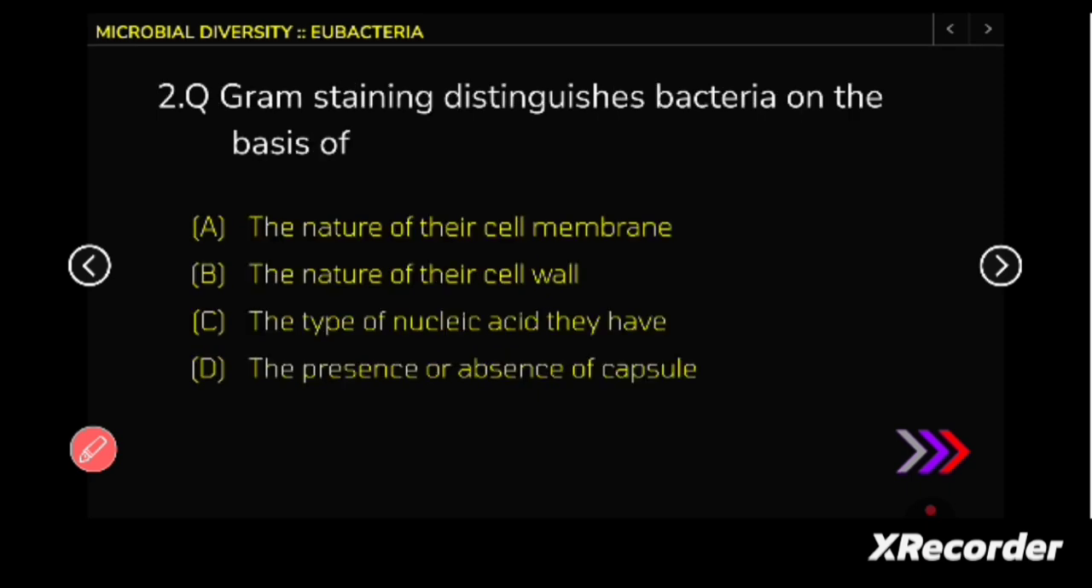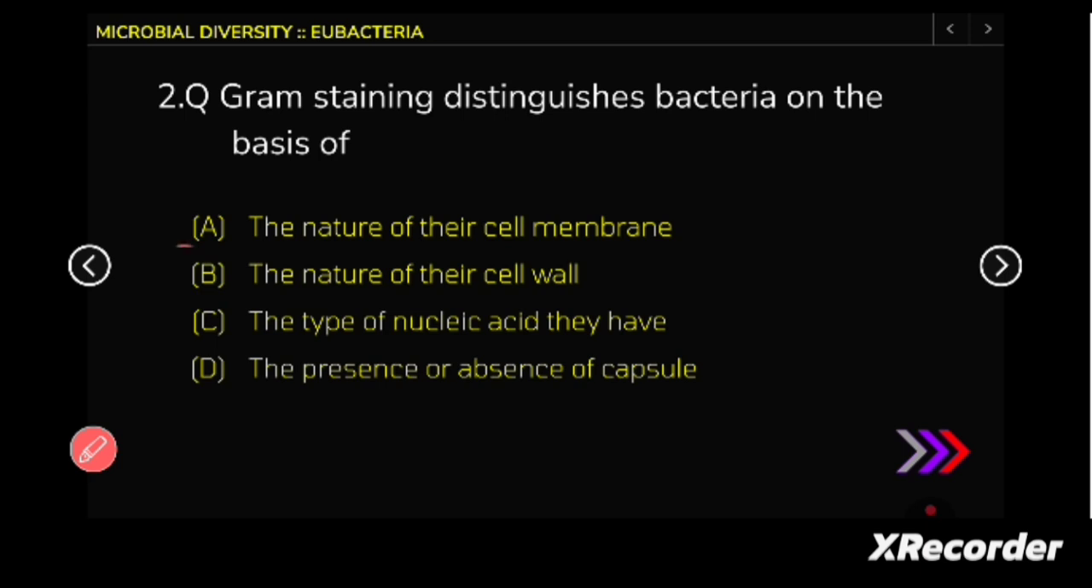Question number 2. Gram staining distinguishes bacteria on the basis of A. The nature of their cell membrane, B. The nature of their cell wall, C. The type of nucleic acid they have, D. The presence or absence of capsule.